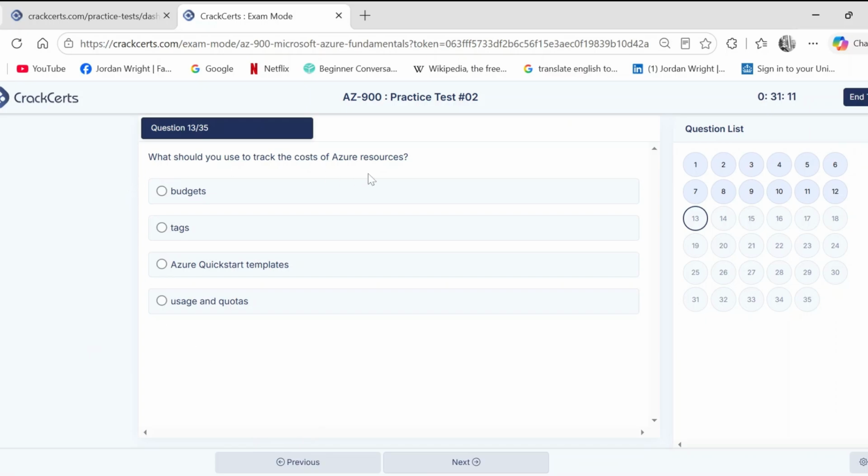I think it's the second tags. So what should you use to track the costs? It's either budgets or tags. At least she has been able to take away two wrong ones. So Roxanne, why would tags be correct?